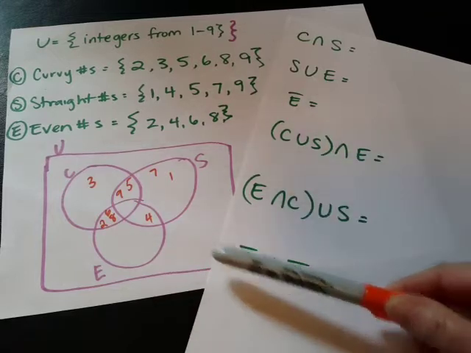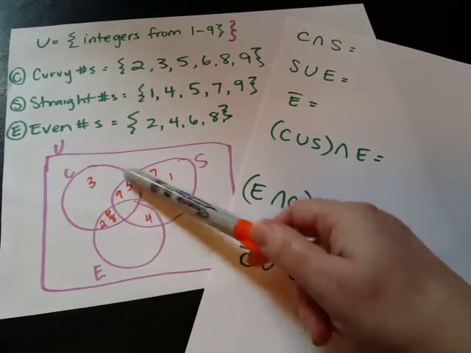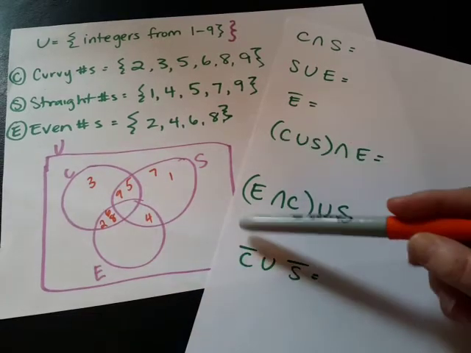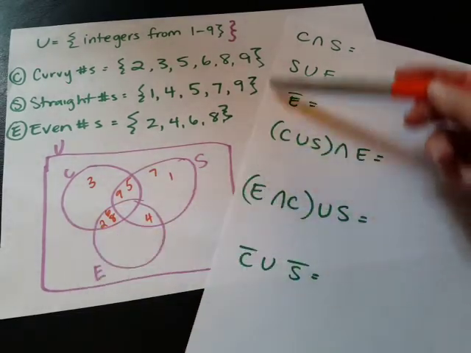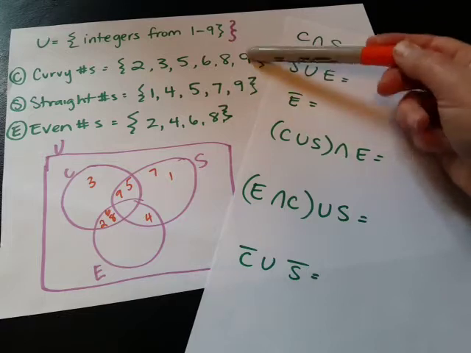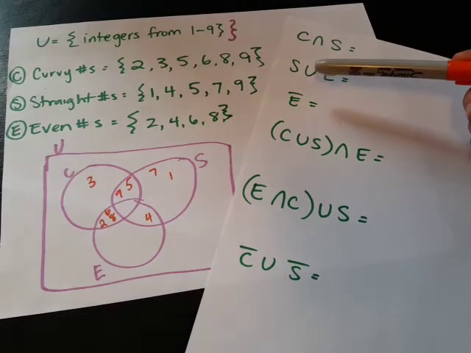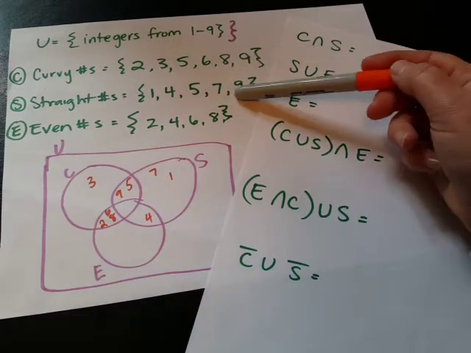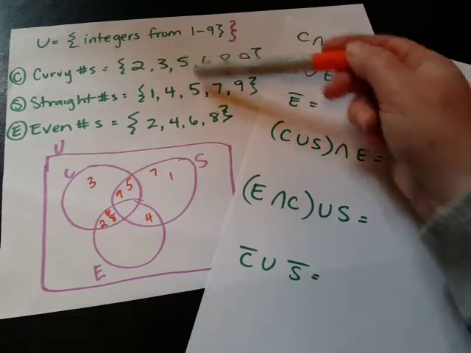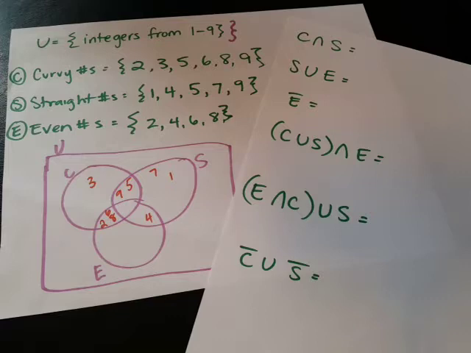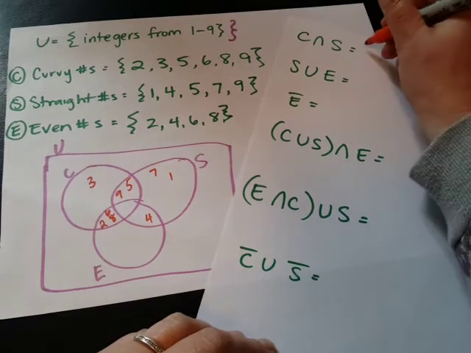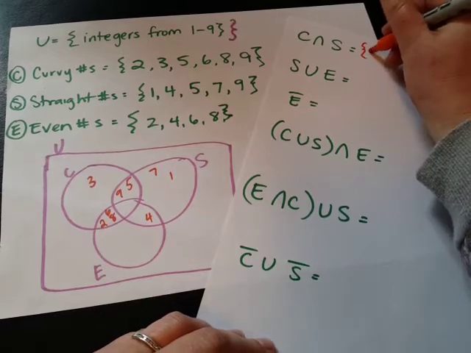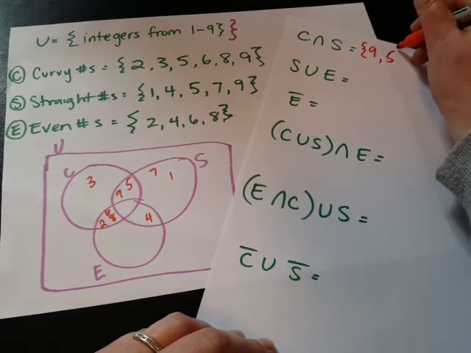So if we're looking at our Venn diagram, that makes it very easy. The Venn diagram organizes that. But basically, if we didn't have the Venn diagram, we would be saying, okay, 9 is part of the intersection. It's part of the overlap between set C and set S, and also 5. So for the intersection between set C and set S, we would say 9 is an element and 5 is an element.